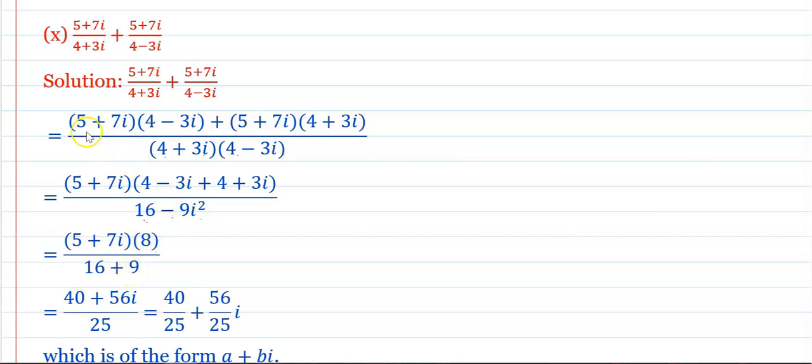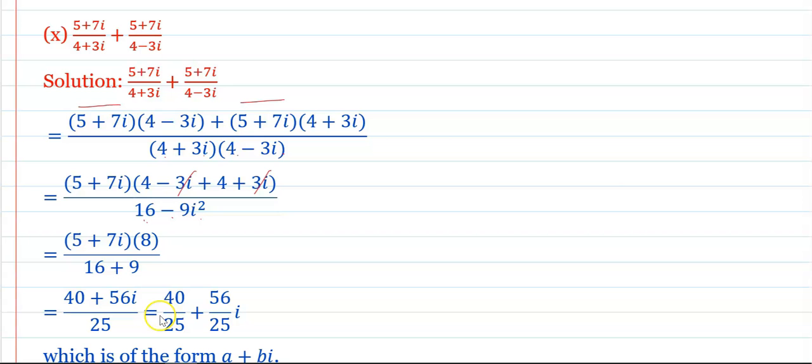Next, look at the multiplication. Instead of multiplying 4 into 5 and so on, what can we take common from both? 5 plus 7i, 5 plus 7i. Take 5 plus 7i as common. Then in the bracket you get 4 minus 3i, and here 4 plus 3i. Now minus 3i plus 3i gets cancelled. 4 plus 4 is 8. That is 8 into (5 plus 7i). 8 times 5 is 40. Again 8 into 7i gives 56i.